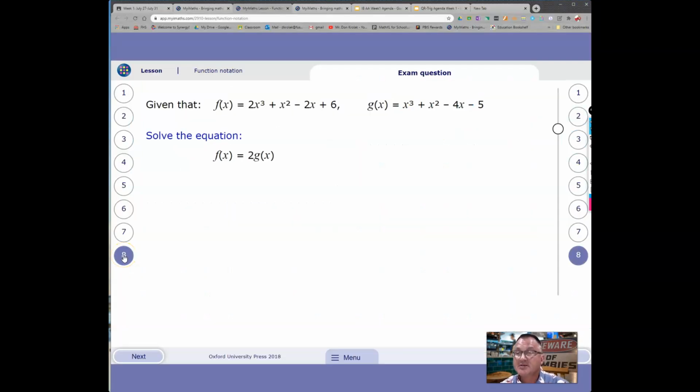All right, the last one is you're given two functions, and it says solve f of x equals 2 g of x. Okay, so that means you're going to take f of x and you're going to set it equal to twice what g of x is. So let's take a look at what that would look like.